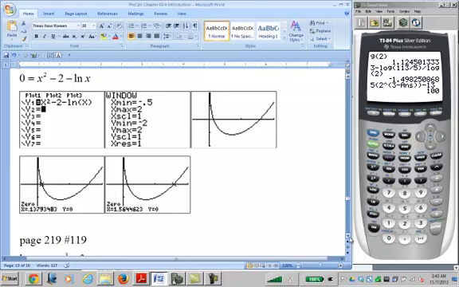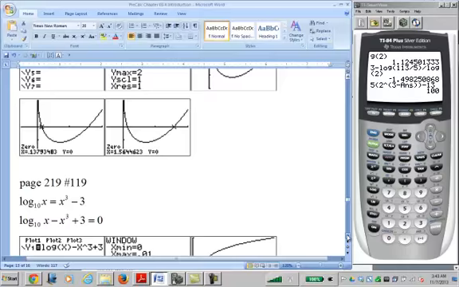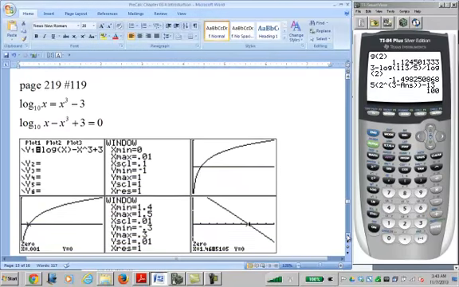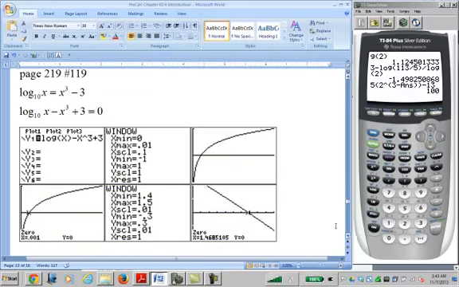Okay, now 119 is a little bit trickier, problem 119. You got log base 10 of x minus x cubed minus 3. Make the whole thing equal to 0.